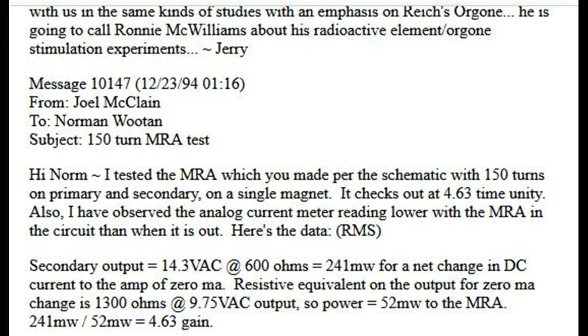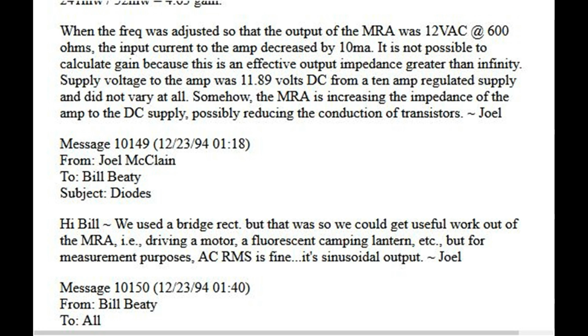Resistive equivalent on the output for 0 mA change is 1300 ohms at 9.75 volts alternating current output, so power equals 52 mW to the MRA. 241 milliwatts divided by 52 milliwatts equals 4.63 gain. When the frequency was adjusted so that the output of the MRA was 12 VAC at 600 ohms, the input current to the amp decreased by 10 milliamps. It is not possible to calculate gain because this is an effective output impedance greater than infinity.